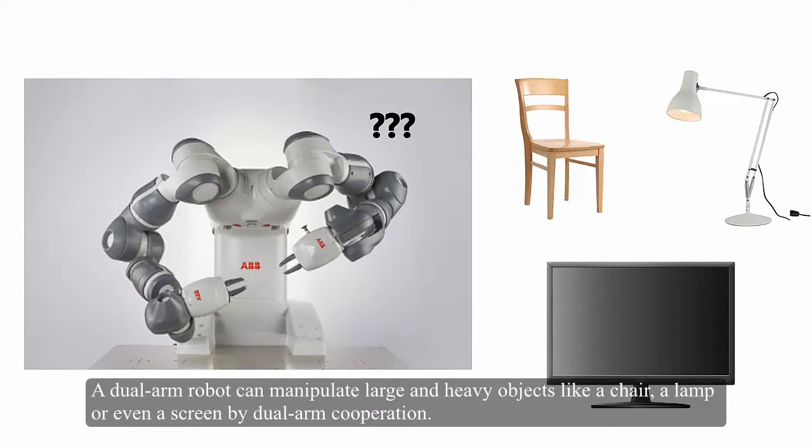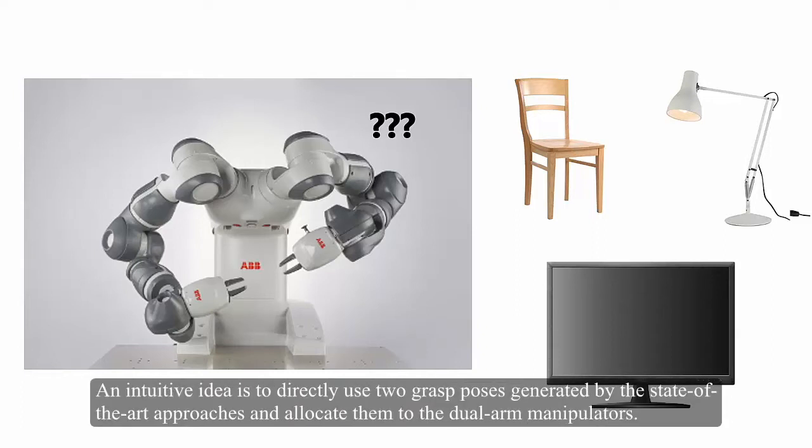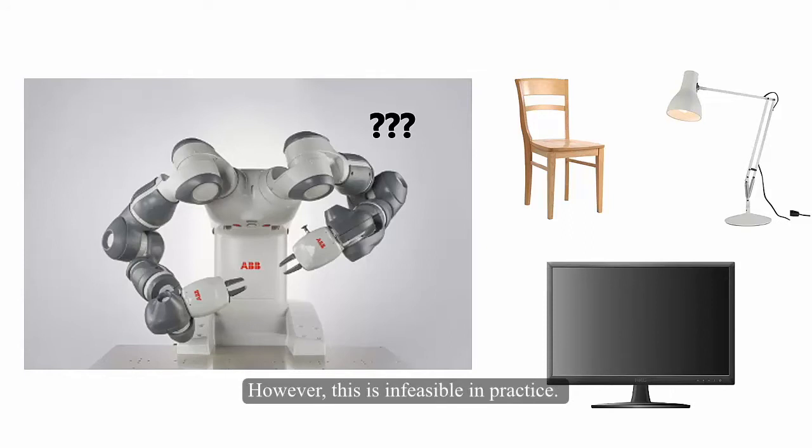A dual-arm robot can manipulate large and heavy objects like a chair, a lamp, or even a screen by dual-arm cooperation. But how does the robot know where it can grasp? An intuitive idea is to directly use two grasp poses generated by the state-of-the-art approaches and allocate them to the dual-arm manipulators. However, this is infeasible in practice.